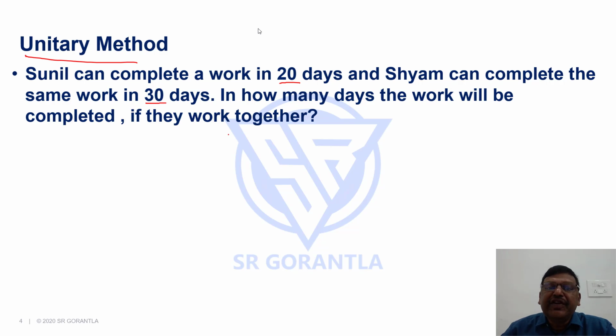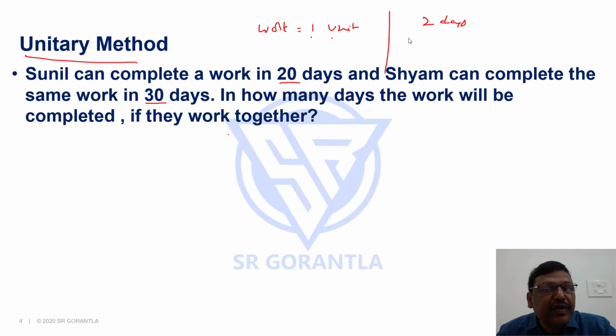In the unitary method, we consider the work to be 1 unit. Unitary method means we assume the work to be 1 unit. Suppose I can complete a work in 2 days, in 1 day how much work can I complete? So in 1 day we can do half the work because you are doing it in 2 days. If you can complete a work in 3 days, in 1 day we can do 1/3 work.